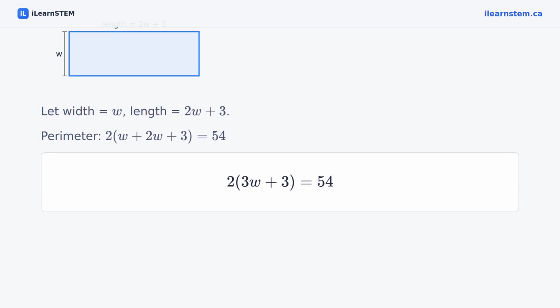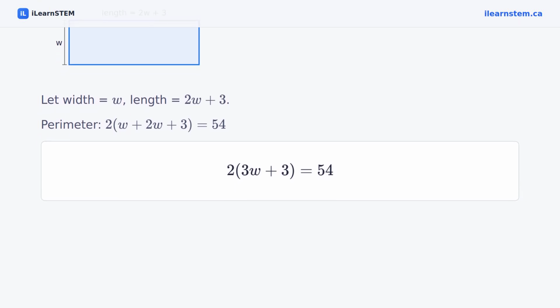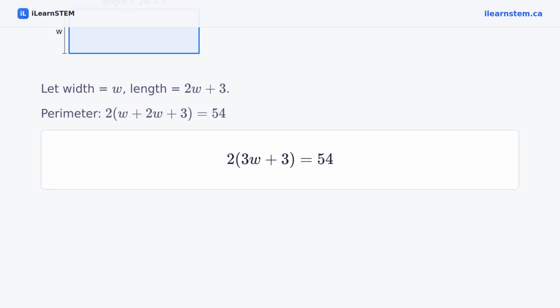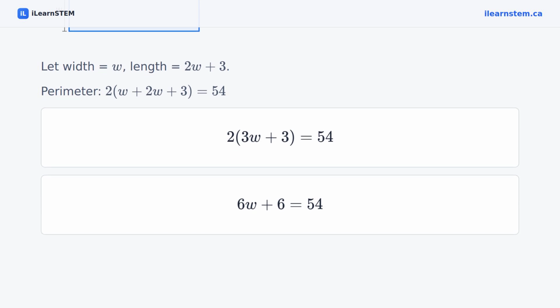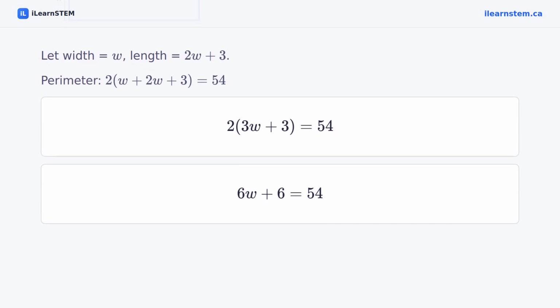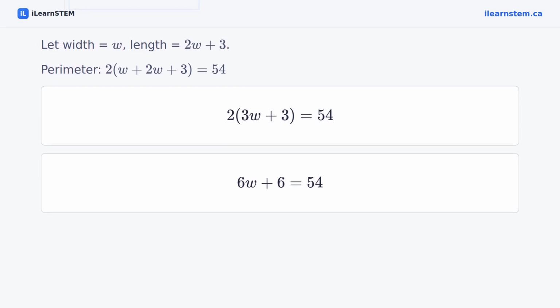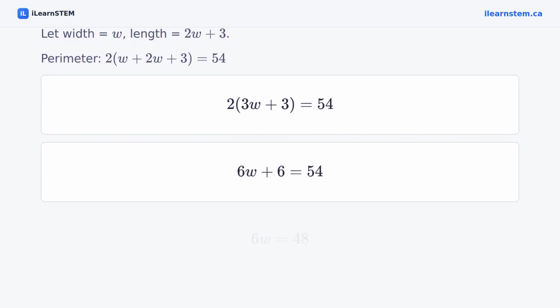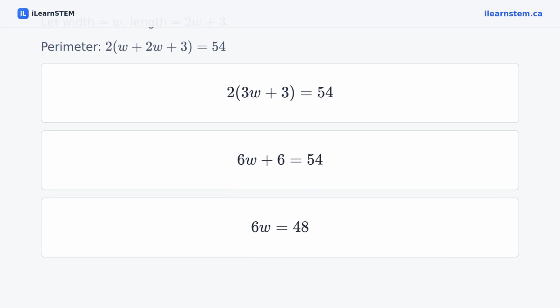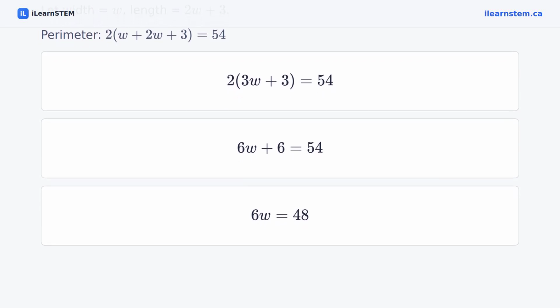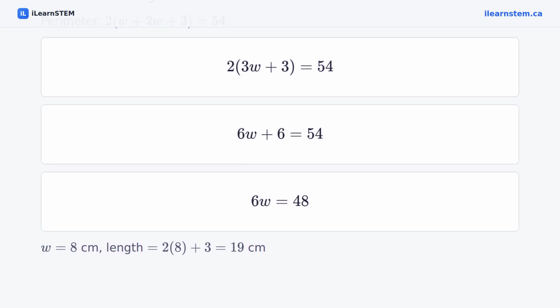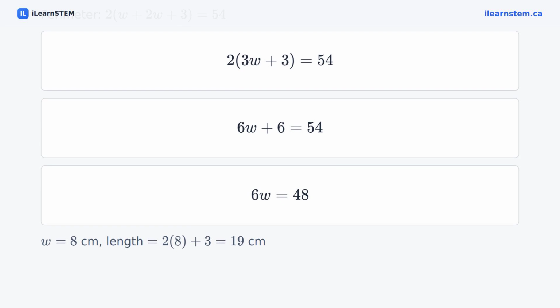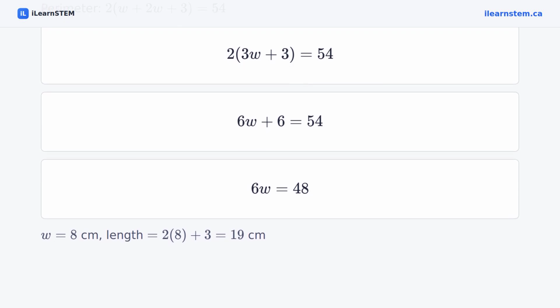Simplify inside the parentheses. w plus 2w is 3w, so 2 times (3w plus 3) equals 54. Distribute the 2. 2 times 3w is 6w, and 2 times 3 is 6, so 6w plus 6 equals 54. Subtract 6 from both sides. 6w equals 48. Divide both sides by 6. w equals 8 centimeters. Then length is 2 times 8 plus 3, which is 19 centimeters.